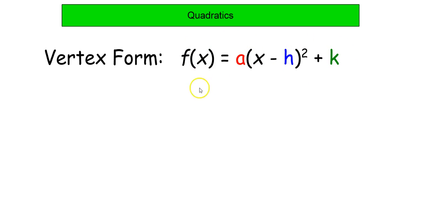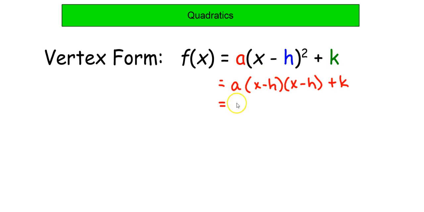So let's go ahead and do that. So this is equal to, again, we're going to leave the a out front. We're going to multiply the x minus h times itself, because that's what it means to square something. And then I've got my plus k tacked onto the end here.